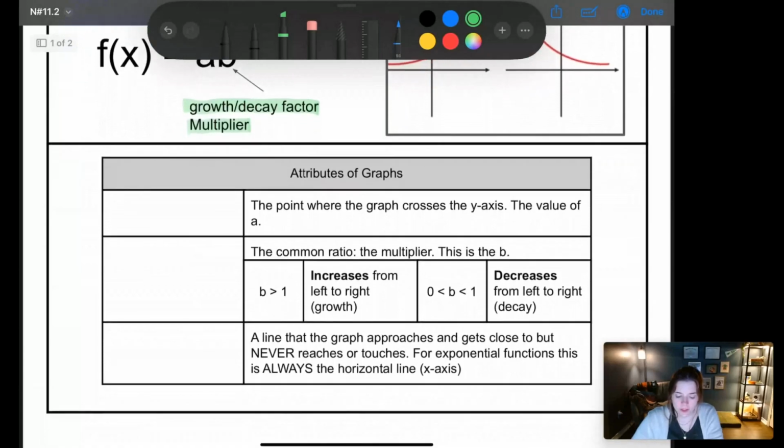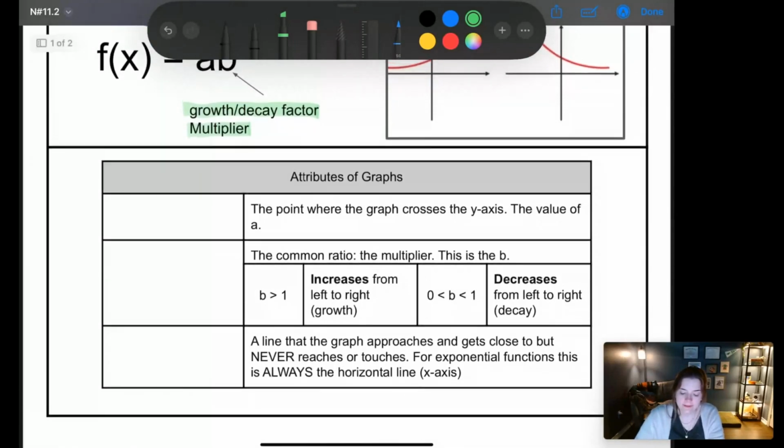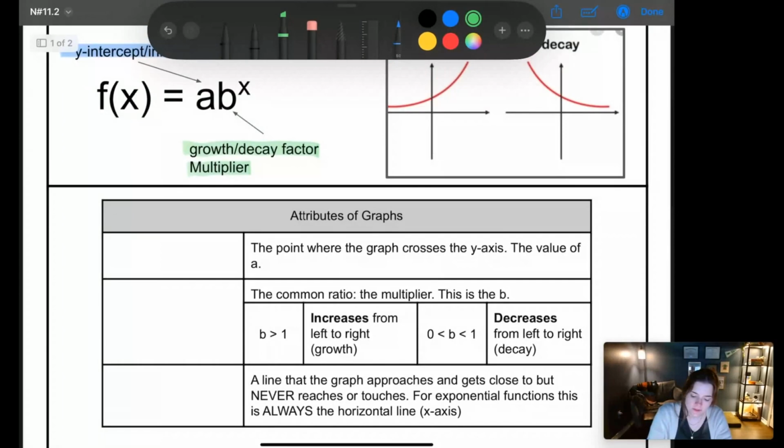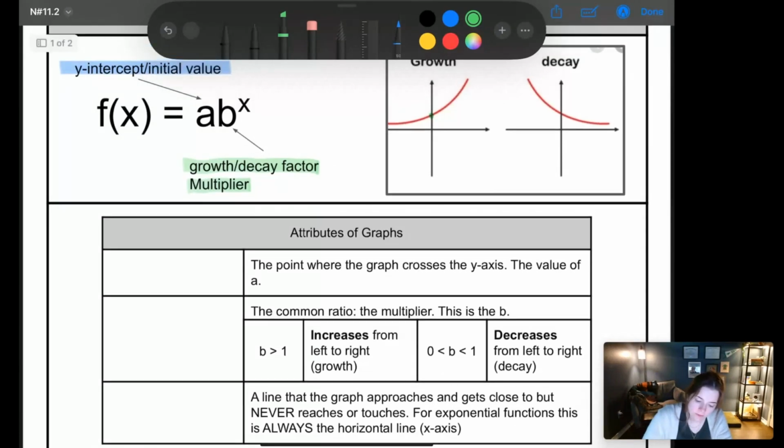Okay, and I'll show you an example, kind of what it's going to look like, but let's look at some attributes of graphs. The point where the graph crosses the y-axis, well, we've talked about that. Where it crosses on the y-axis, so like on this growth, it crosses right here. Now, of course, we can't really see what that is because it's not giving us numbers, but that would be the y, right? Because that's our y-axis. So where it crosses on that y-axis is actually your y-intercept, and that would be your a.